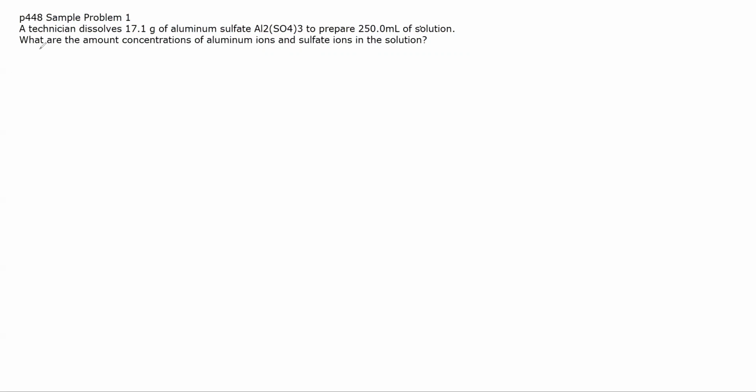So here's what's happening. I'm going to write out the chemical equation for this. I am taking aluminum sulfate and allowing it to dissociate into its ions. Okay, so that's aqueous, and this is aqueous in a 2:3 ratio.